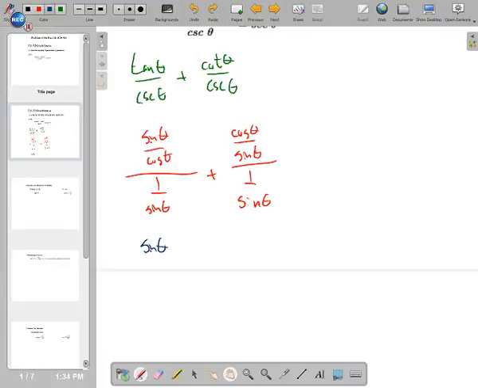This is sine of theta over cosine of theta. And I'm going to now, instead of dividing by 1 over sine, I'm going to multiply by the reciprocal. So that's sine of theta over 1. And I'm going to do the same thing over here. So this is, instead of 1 over sine, it's going to be sine of theta over 1.